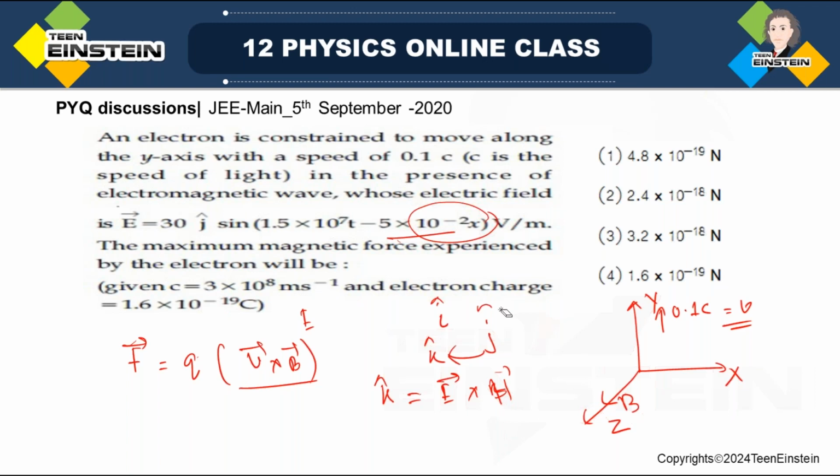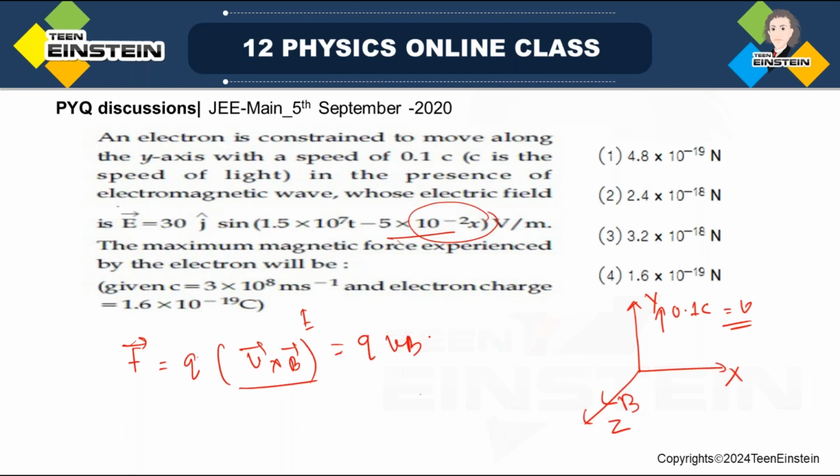We have found that the direction of V is along Y, and B is directed along Z. So this will be QVB sine 90 degrees. So QVB is known. V is given as 0.1 C. So V is done.